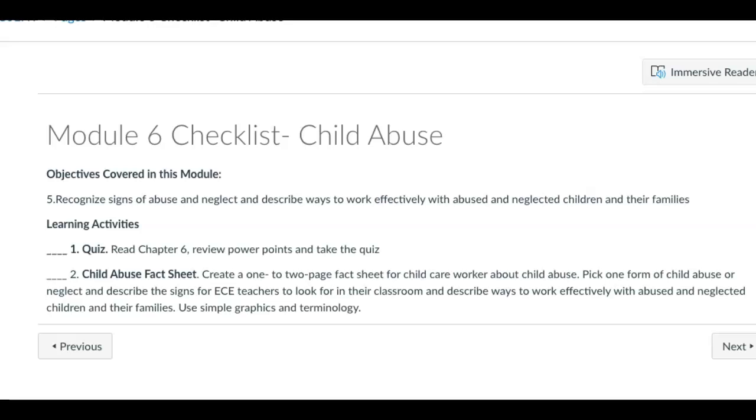You may be working with children who are in foster care. You may have children who have been adopted that are dealing with the effects of child abuse and neglect. And so it's a really important topic because they really need to have the coping mechanisms in order to deal with the trauma and to replace scripts and behaviors that have been instilled in unhealthy environments. So we're going to be looking at chapter 6, and then you're going to be doing a child abuse fact sheet.